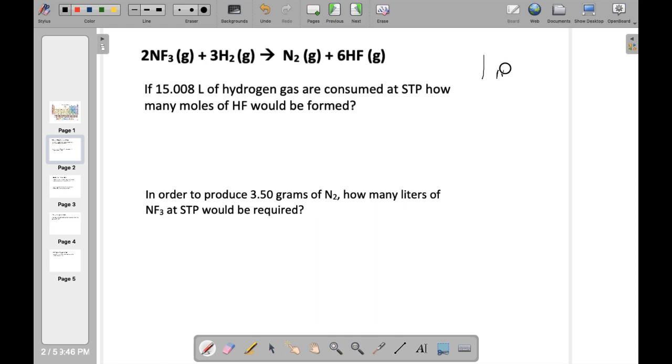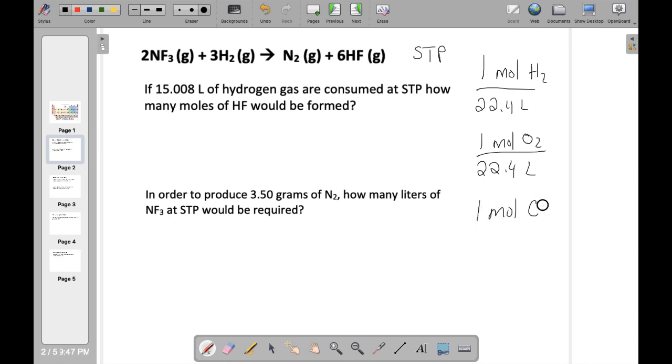1 mole of any gas at standard temperature and pressure will equal a volume of 22.4 liters. So if I have 1 mole of hydrogen gas at STP, it will take up a volume of 22.4 liters. If I have 1 mole of oxygen gas, it will take up a volume of 22.4 liters. If I have 1 mole of carbon dioxide, sorry, that's a 2, it will take up a volume of 22.4 liters.